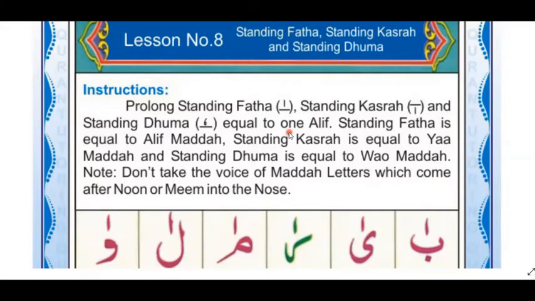And standing kasra is equal to ya madda. That means a silent ya after a letter with kasra before it. And the standing dhamma is equal to wow madda. That means if there is a silent wow, and before that silent wow there is a dhamma on a letter.